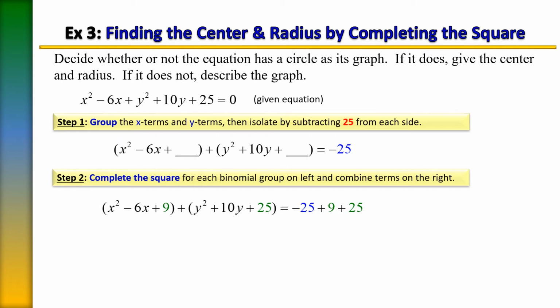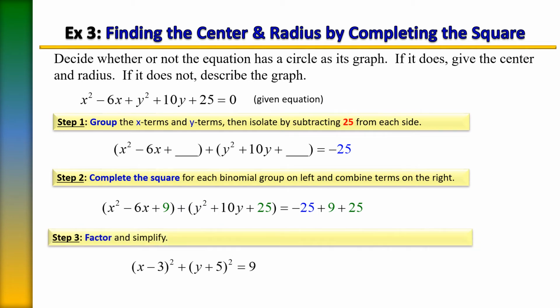And now we're ready to factor these perfect squared trinomials. To factor the first perfect squared trinomial, we know that's going to factor into x minus 3 squared plus y plus 5 squared equals, and notice on the right side the 25s are opposites of each other. They cancel out so that all you're left with on the right side is just 9. So let's go ahead and write our equation, and there you have your equation of a circle.